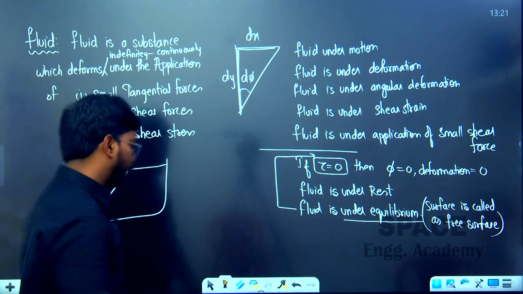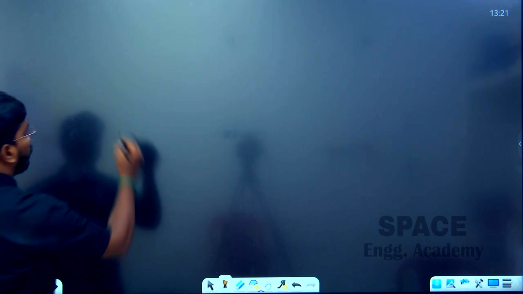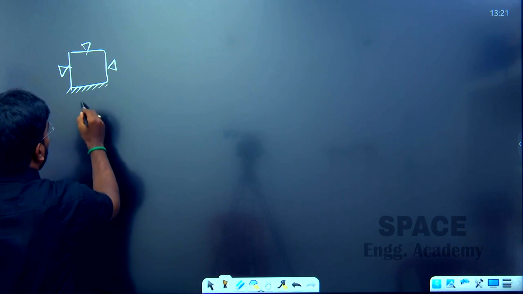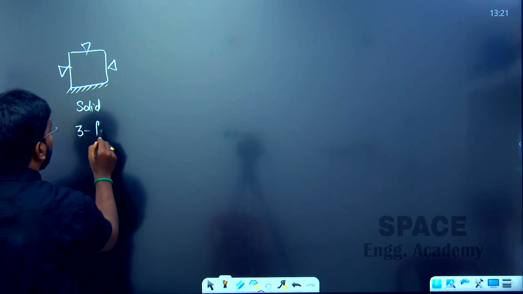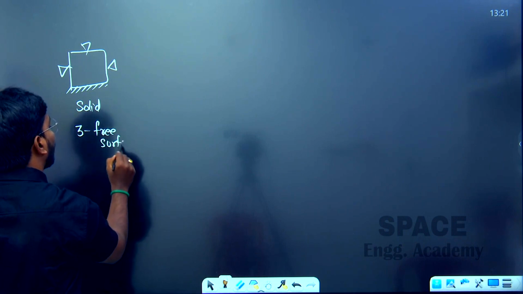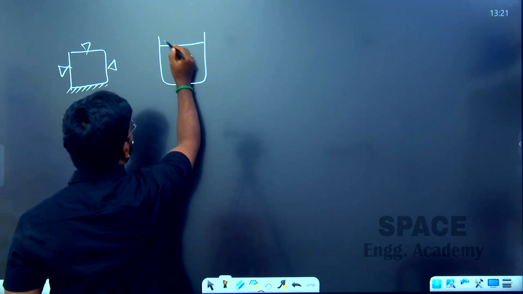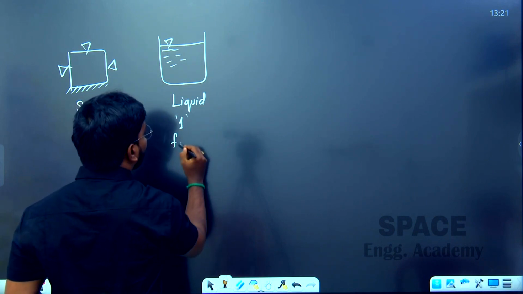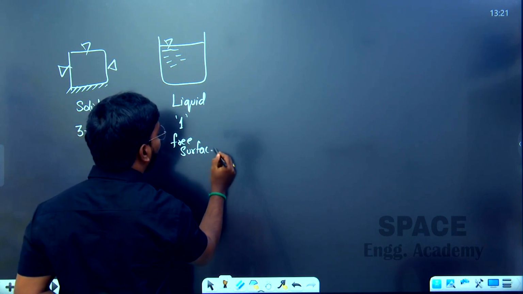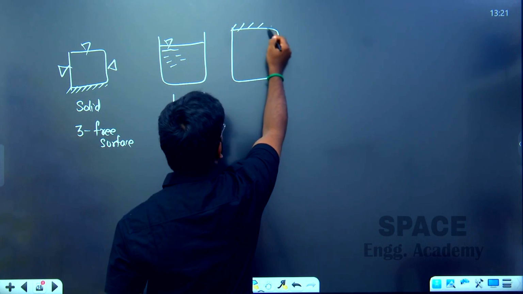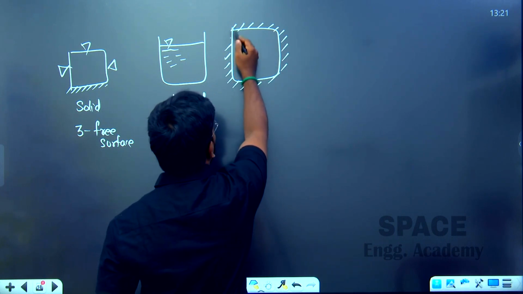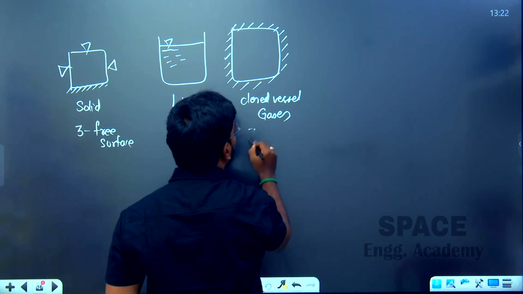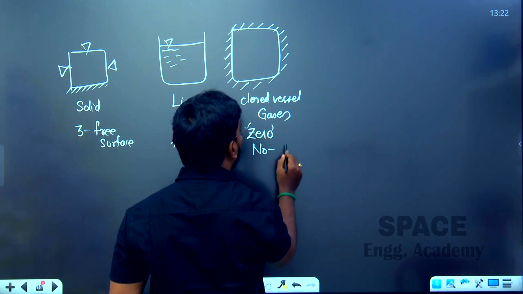If you see regarding the free surface, how many free surfaces are there for the solid body? Suppose this is a solid body, here we are having one surface, this is second, this is third, and the bottom is fixed. So solid is having 3 free surfaces. Whereas liquid is having only 1 free surface. Whereas gases cannot be kept inside an open container. Gases will always be inside a closed vessel. For gases, how many free surfaces are there? 0. That means no free surface.